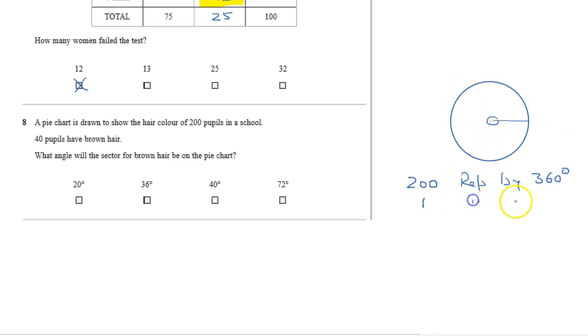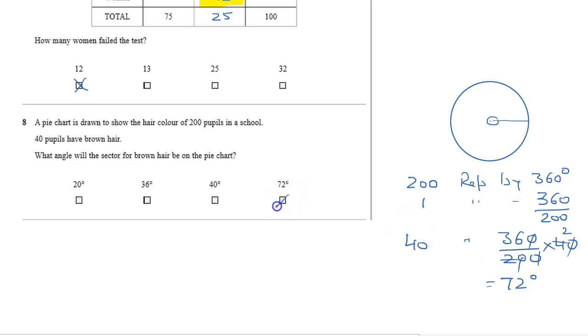So 1 will be represented by less. So that is 360 over 200. And 40 will represent more. So 40 will be represented by 360 divided by 200 multiplied by 40. This and this cancel, this and this cancel. 2 times 2 is 4, 36 times 2 is 72 degrees. So this portion will be represented by the 40 people.